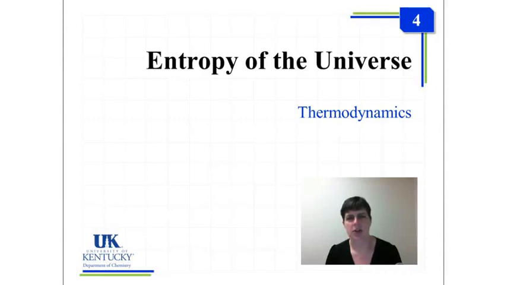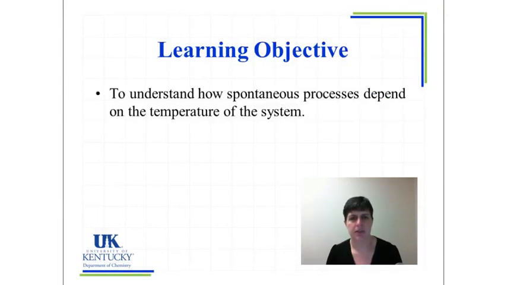In this module, we're going to look at how we find the entropy of the universe to determine whether or not a process is spontaneous. Our objective is to understand how temperature affects the entropy of the surroundings, and in turn, how that affects the entropy of the universe.